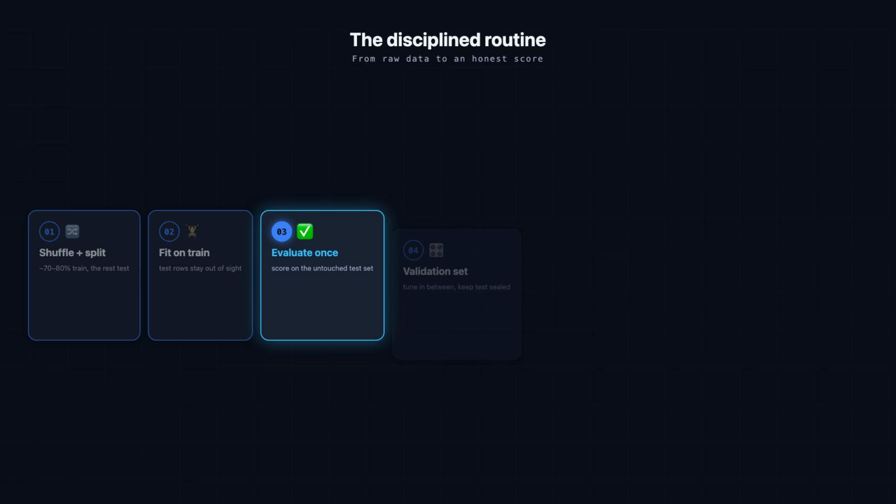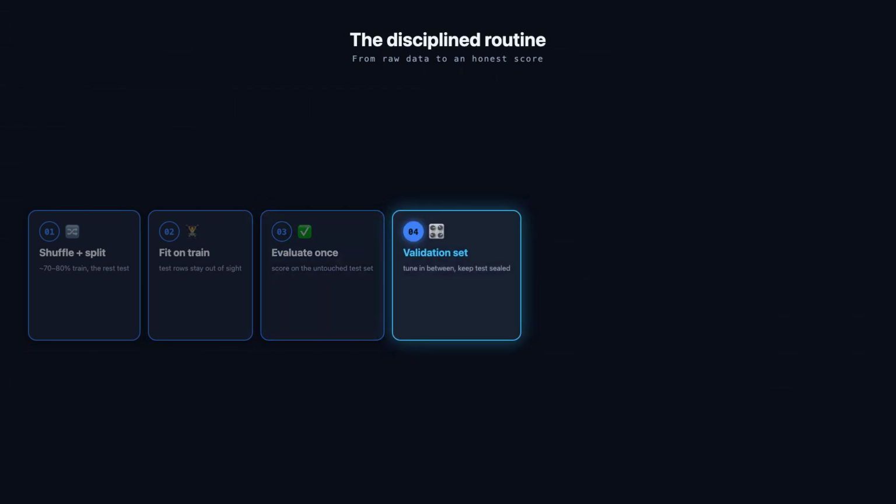And notice, you evaluate once at the end. Peeking at that test set over and over quietly leaks information and inflates your estimate. Often you carve out a third slice in between, a validation set, used all through development to tune hyperparameters and pick between models. That way your precious test set stays completely sealed until the very end, when it really counts, giving you one clean, uncontaminated verdict.